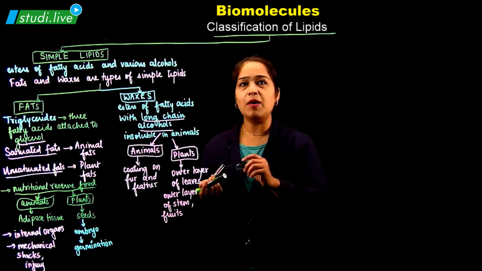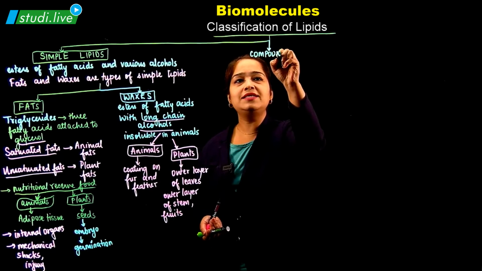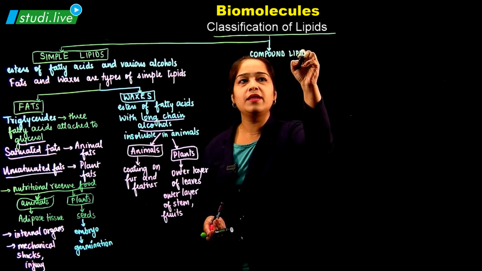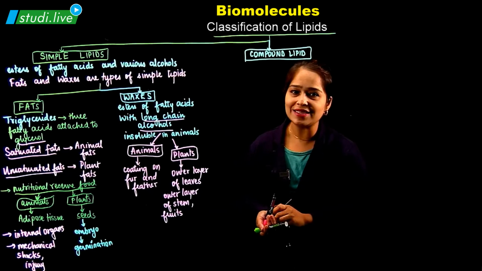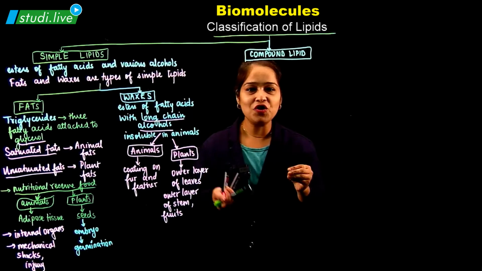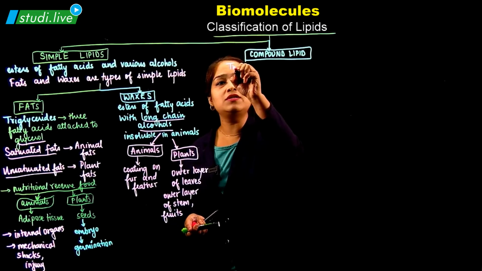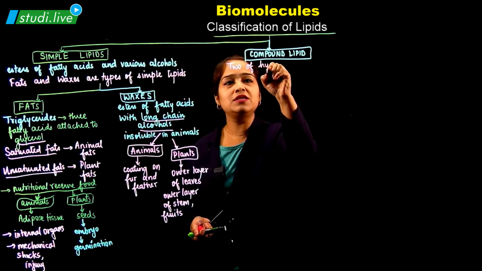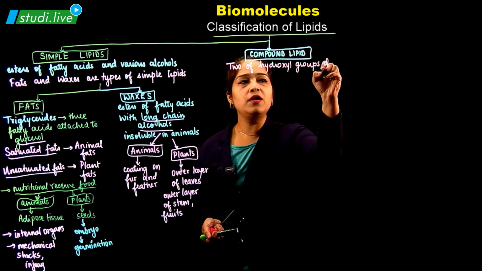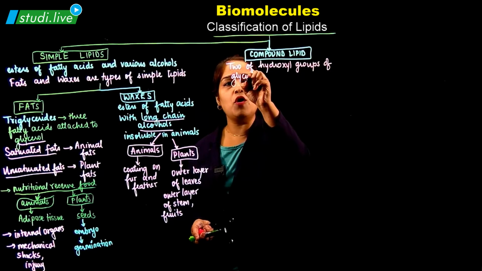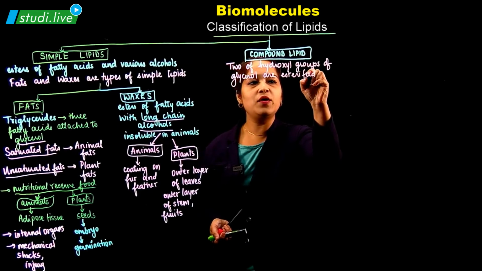Our second is about the compound lipids. As the name suggests, a compound lipid contains another group in addition to fatty acid and glycerol. What is the structure of a compound lipid? Here, two of the hydroxyl groups of glycerol are esterified with fatty acid.